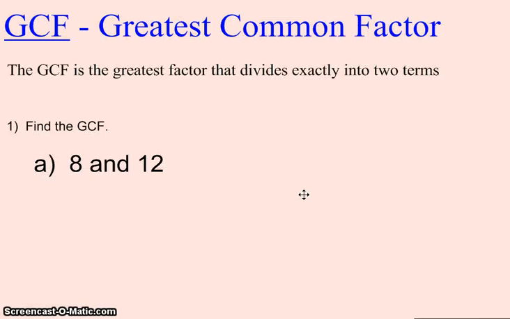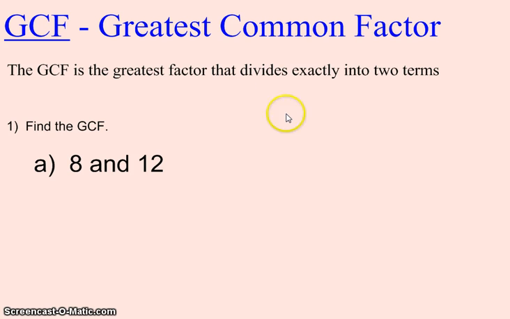Alright, GCF stands for greatest common factor, and the definition for the greatest common factor is the greatest factor that divides exactly into two terms. So you've been doing this kind of thing for a few years. So let's go back and try one of these old style problems. So number one here, it says find the GCF, and we want to find it between 8 and 12. Well, it's pretty easy to do.